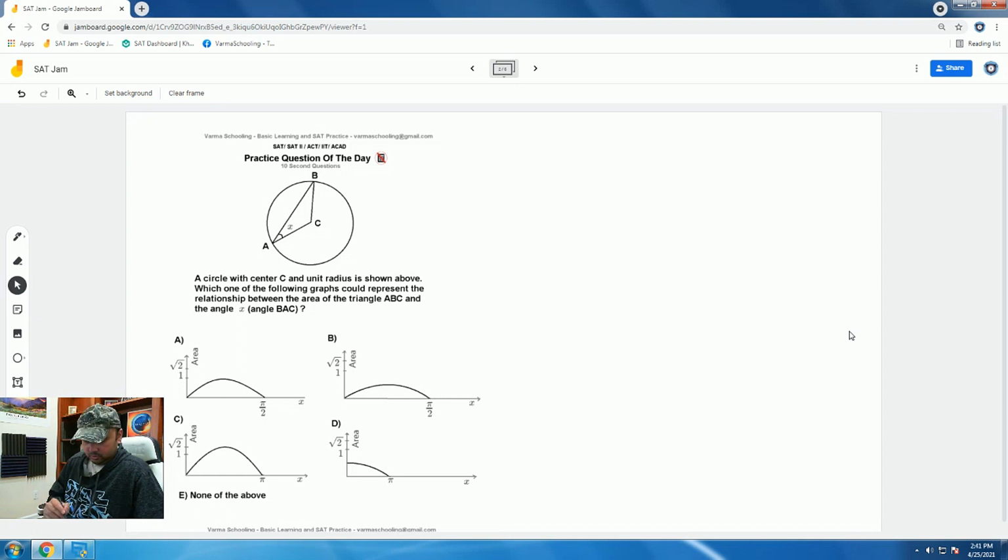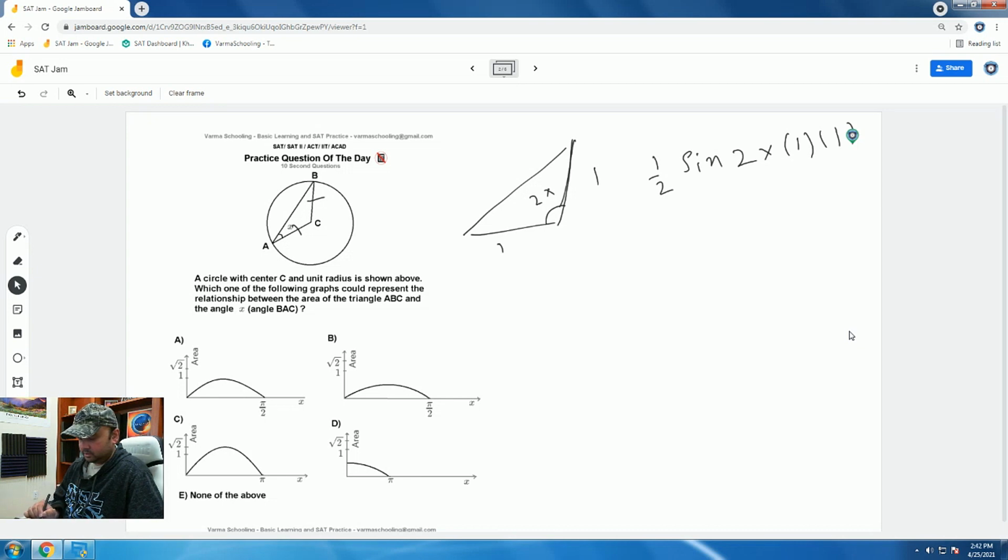Okay, so in here, this triangle is isosceles. You've got these two, they're the radius of the circle. Both angles will be x, the middle angle will be 2x. So your triangle is sort of like this, 1, 1, and 2x. So what would the area of the triangle be? Half sine 2x times 1 times 1, that's half AB sine C. That's the area of your triangle.